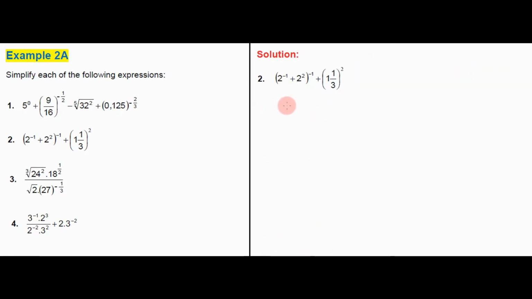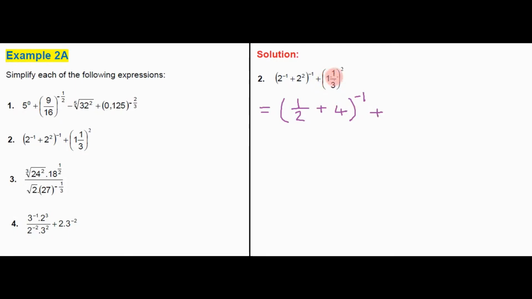Let's look at the second expression. What's important to note here is that we can't apply the power outside the brackets to the powers inside the brackets across a plus or a minus. We have to simplify inside the brackets. So 2 to the negative 1, we can write as 1 over 2 to the positive 1, or just a half. Then we have 4. This is all to the negative 1.